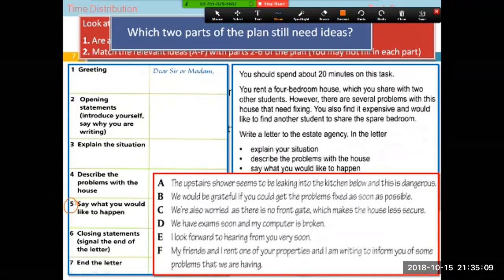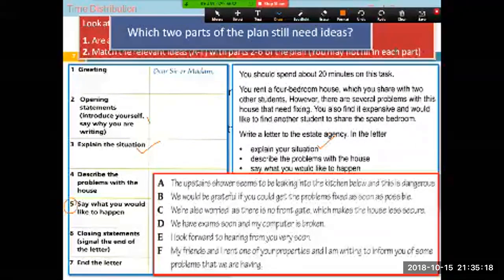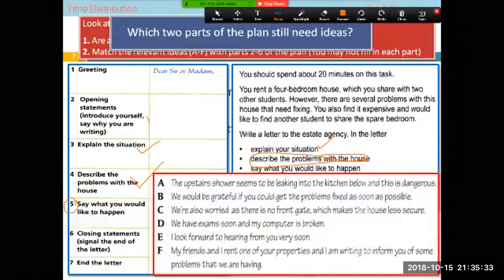You see, what happens is that they asked us to explain the situation and we explained the situation, correct? Then they told us to describe the problems with the house and we described the problems with the house. And then they asked us, say what you would like to happen. Because previously our focus was describing the problems with the house, we only covered this point in "say what you would like to happen," and we missed another very important point.